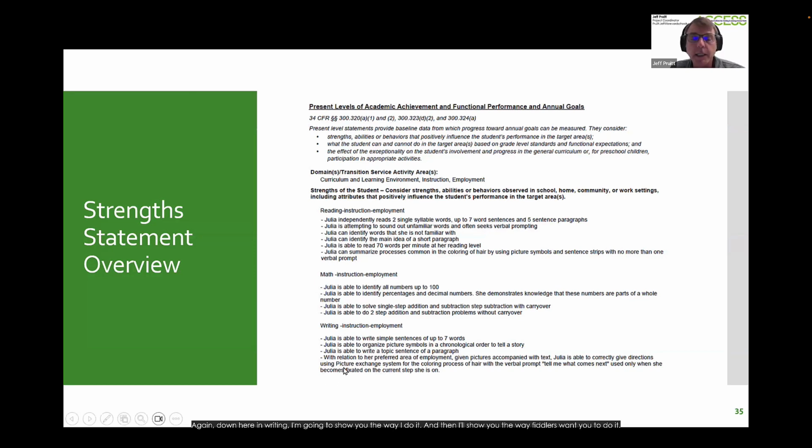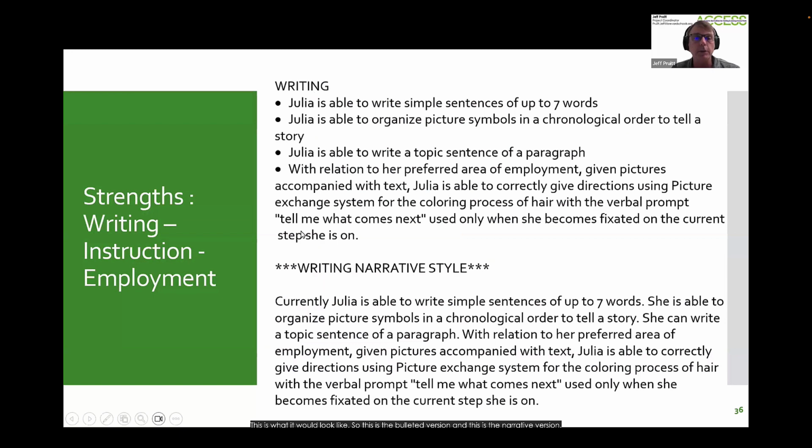Again, down here in writing, I'm going to show you the way I do it, and then I'll show you the way the auditors want you to do it. They are both okay. I just prefer, I'm a guy, I prefer to be very short, sweet, and to the point. Narrative, there's nothing wrong with it, but I'll show you both versions. In writing, I again talk about a picture exchange system here, and prompting. That's about it. This is what it would look like. So this is the bulleted version, and this is the narrative version. The same information is in both.